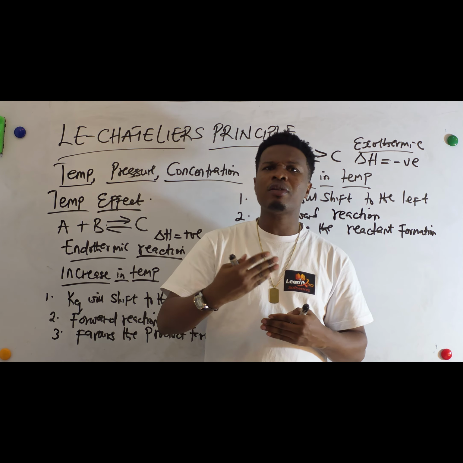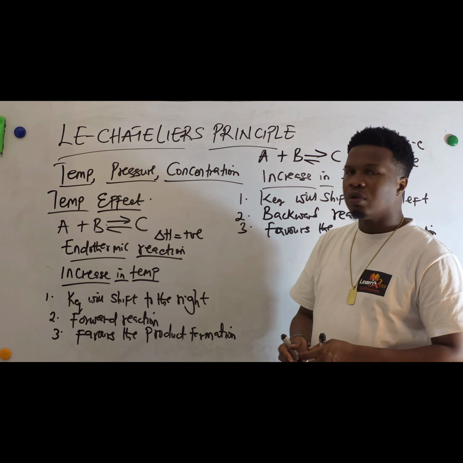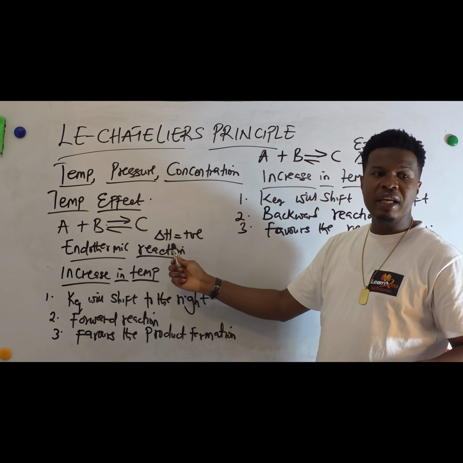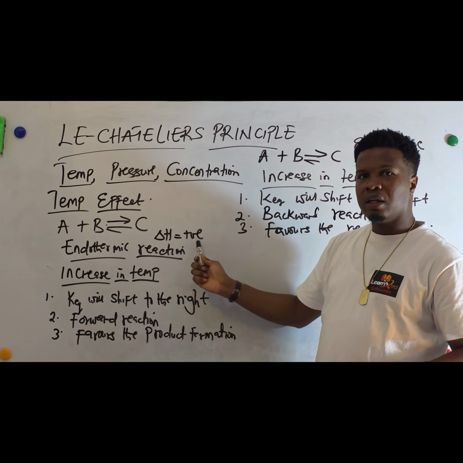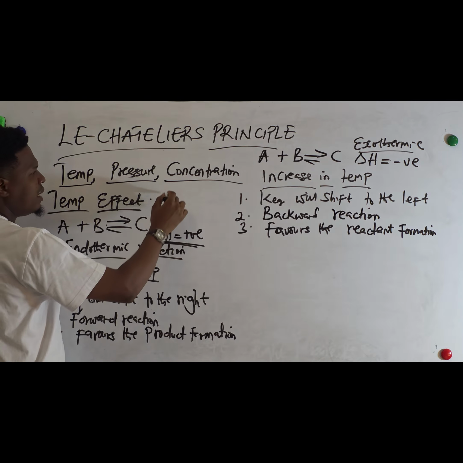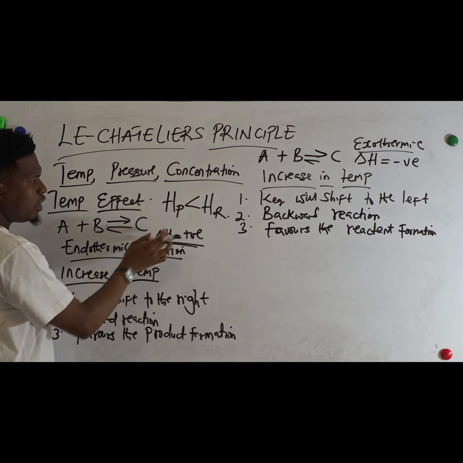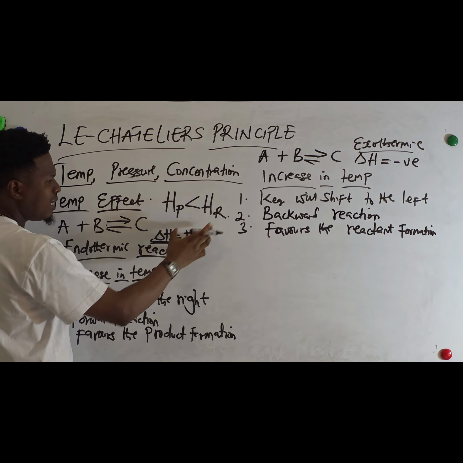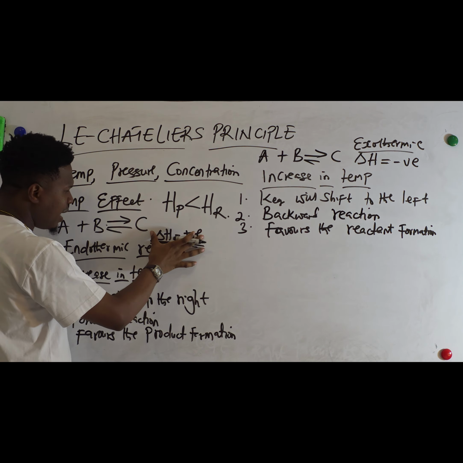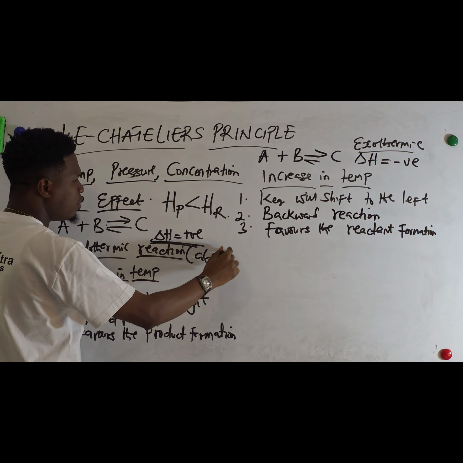But how do we recognize an endothermic and exothermic reaction from a chemical equation? We can get that by looking at the enthalpy or the heat of reaction. If the enthalpy change is positive, what it means is that the heat of the product is less than the heat of the reactant. Then the enthalpy change is a positive value, and it means the reaction will be an endothermic reaction. That is, heat will be absorbed.